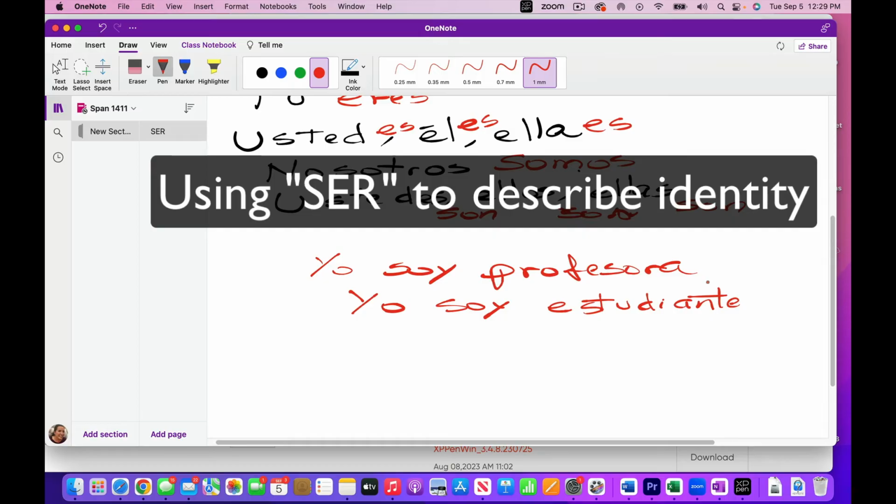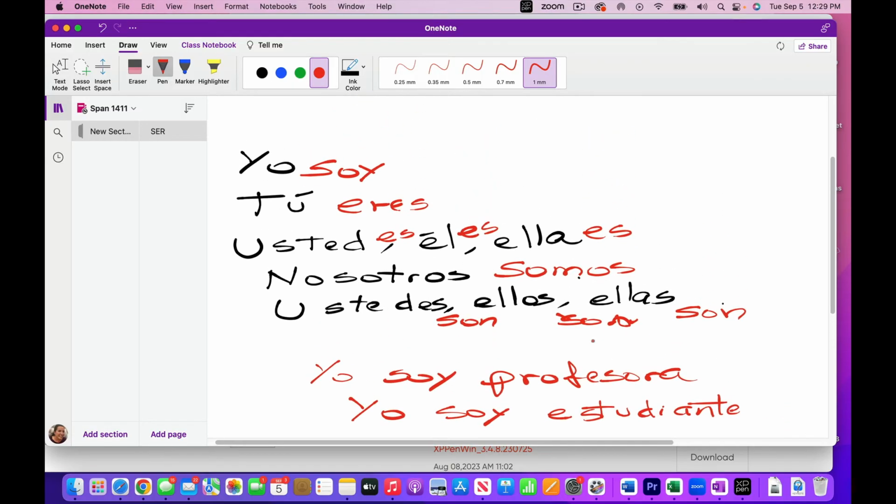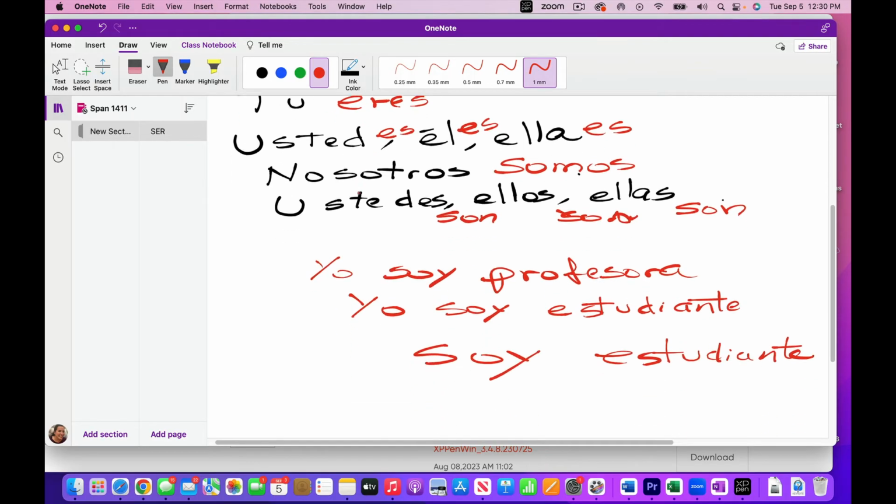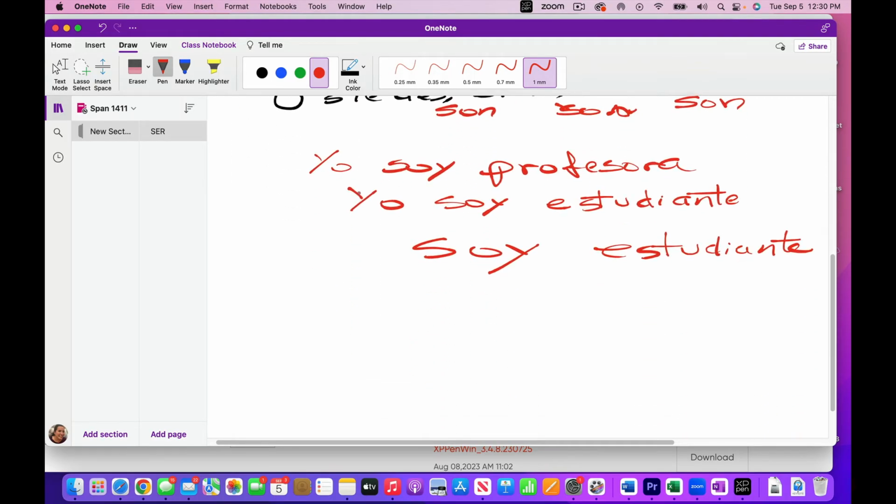Notice that I could also do this. I could just say soy estudiante. What happened with yo? Well, we don't actually need it because if you take a look at our conjugation here, soy goes with yo. It doesn't go with any of the other subject pronouns. It doesn't go with tú, usted, and so on. So even if I don't write down the yo, I know that if I'm saying soy, I'm talking about I. Okay? So those would be an example of identity.